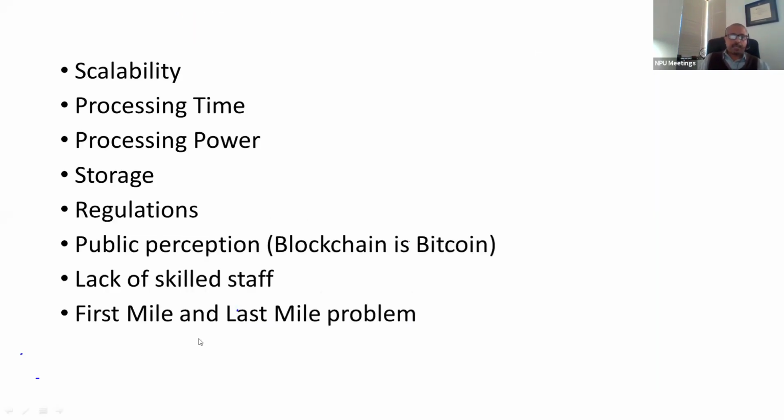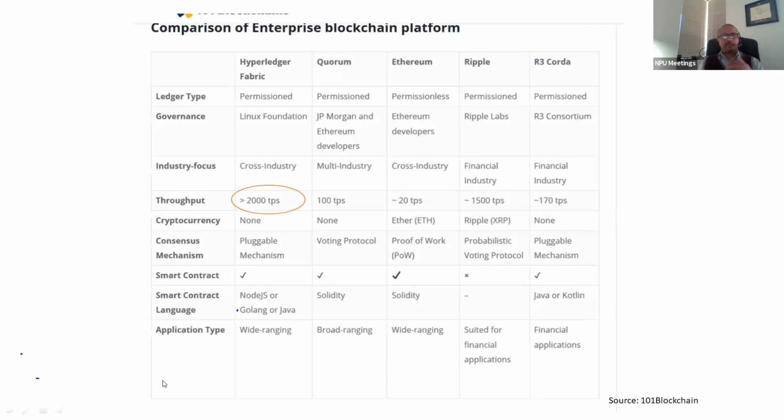Public reception, lack of skilled staff. That's a continuous problem, and this is why we have webinars, we have workshops, we have schools teaching the blockchain. And the first mile and the last mile problem: before you enter the data, is the data correct? It's garbage in, garbage out. And after you receive the data, can somebody change that one if it's outside the blockchain network? And the current solution. We'll go quickly over this.